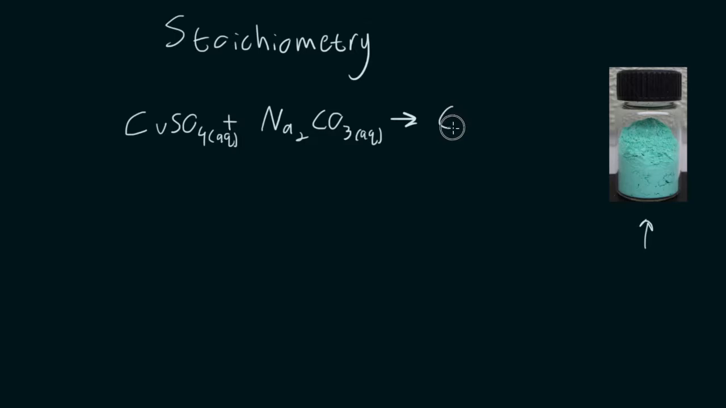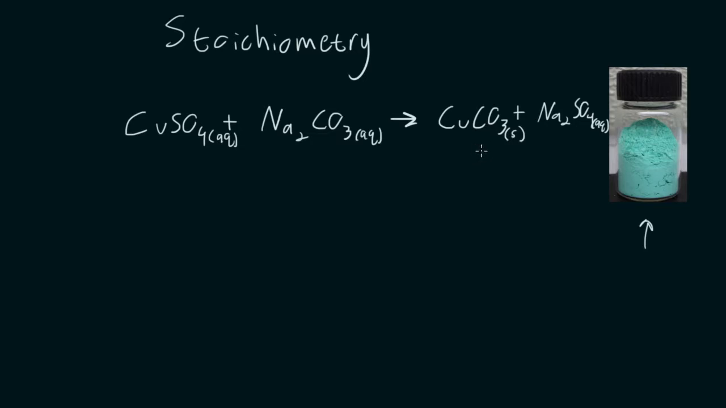I would get CuCO3 plus Na2SO4. Okay? Now this would be a solid, and this would be an aqueous solution. So what if I wanted to make a certain amount of copper carbonate? How would I figure out how much of the sodium carbonate and the copper sulfate to use? Because I could start with copper sulfate crystals and sodium carbonate powder.